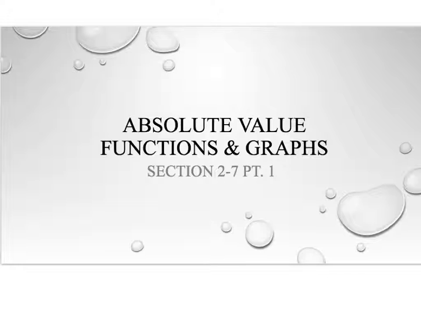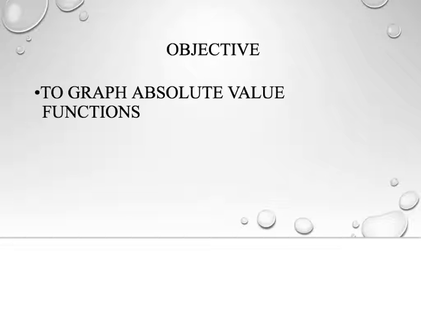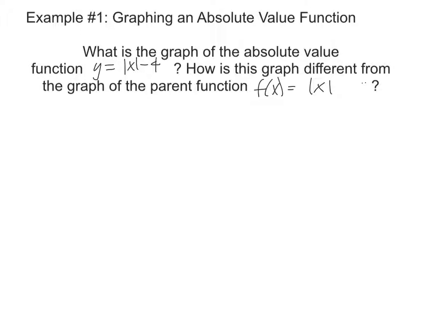Hey class, today we're going to talk about absolute value functions and graphs, which is found in section 2-7, part 1 of your book. Our objective is to graph absolute value functions. All right, in example 1, we are asked to graph an absolute value function. What is the graph of the absolute value function y equals the absolute value of x minus 4? How is the graph different from the graph of the parent function f of x equals x?